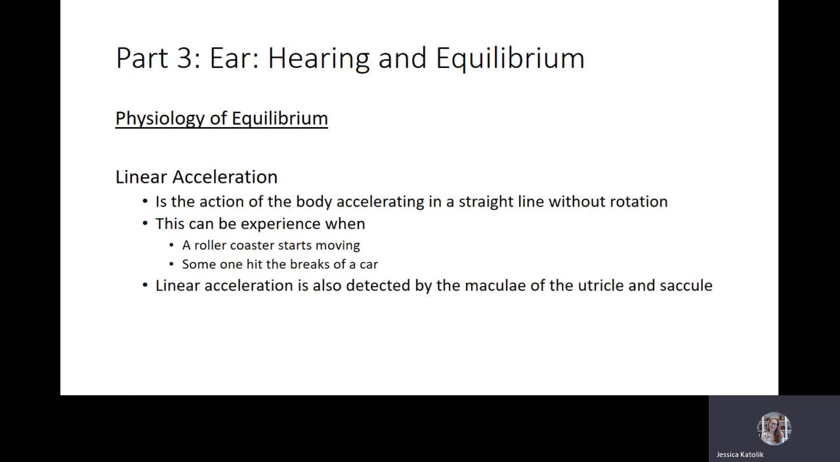You can also feel that in a car when someone is accelerating really fast forward, or even when you hit the brakes. Braking and having the speed slow down significantly is also acceleration. So if someone hits the brakes really hard, you're going to feel that linear acceleration in that direction as well. The macula of the utricle and saccule also contributes to our understanding of linear acceleration. So let's talk about how that works.